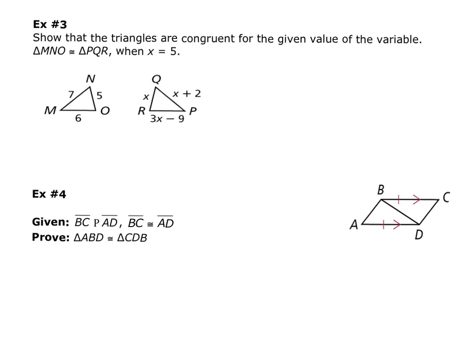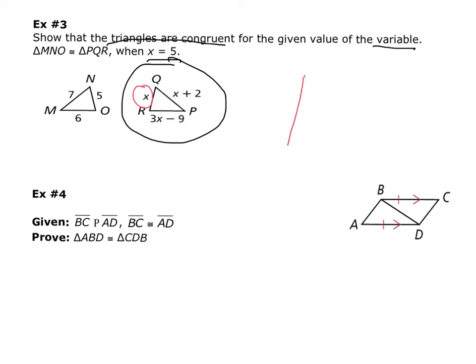Okay, so we got one more example to get through. We want to show that the triangles are congruent for the given value of the variable when x equals 5. So everywhere we see an x, we're going to go ahead and plug in a 5. The only place we see x is in this triangle, so let's go ahead and place x values in. On this guy, we have an x. Well, we know automatically that's going to be 5.